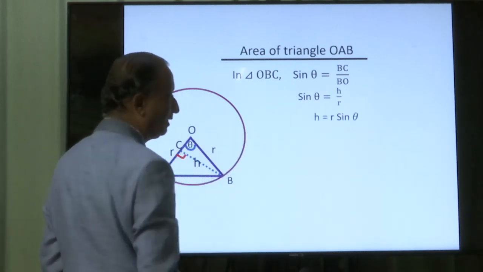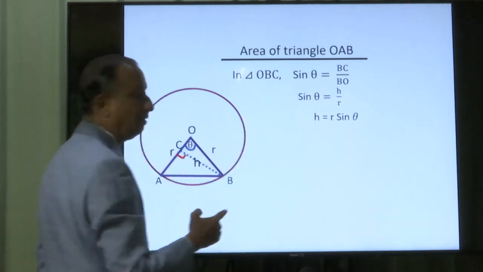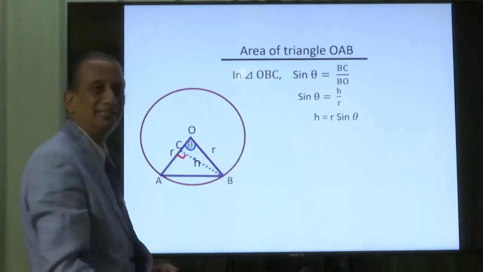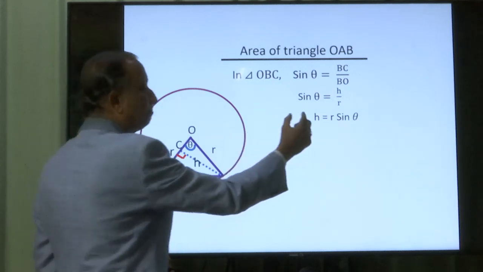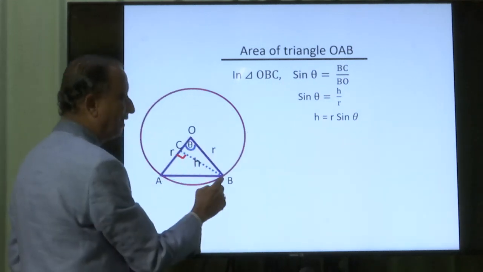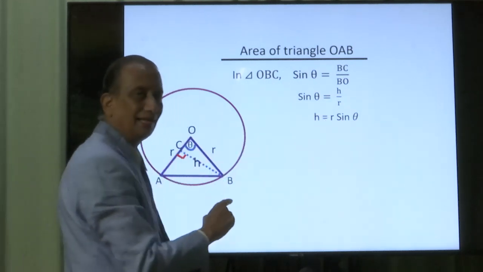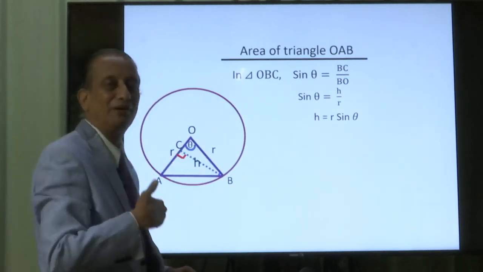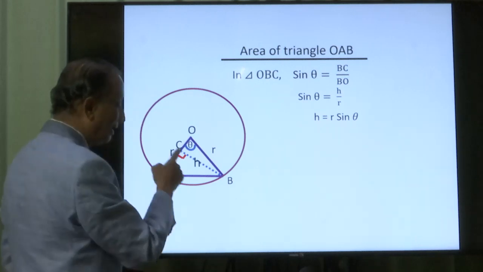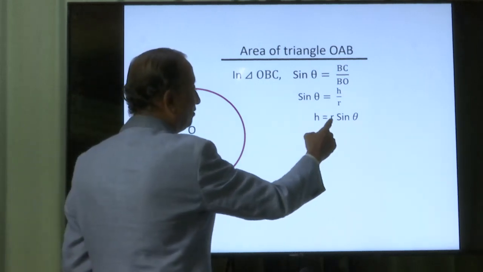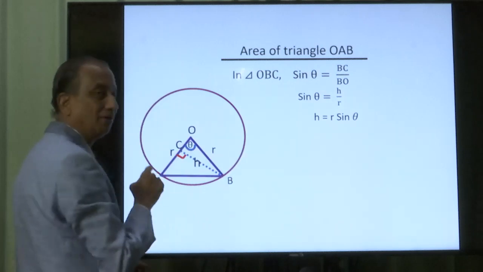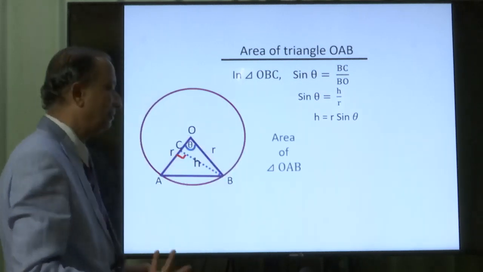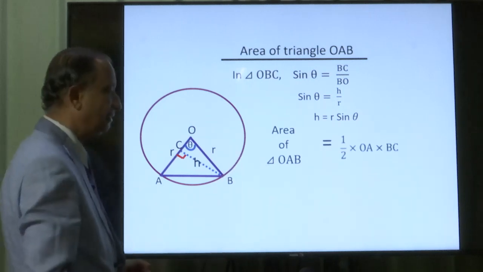Now if you cross multiply, you will get the height of this triangle as R into sine theta. So now we have expressed the height of this triangle in terms of the radius and this theta. So look at the advantage of learning trigonometry. The height is expressed in terms of radius and the sine of the angle at the center. Now you can find out the area of the triangle using half base into height.